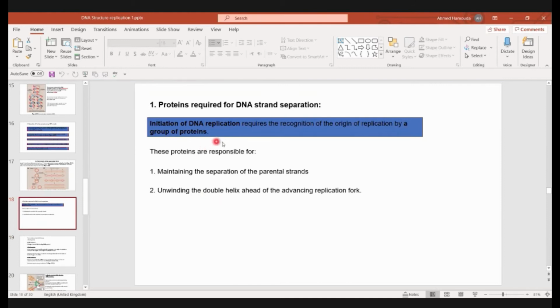So for the initiation of DNA replication, when it's open, there are some proteins involved in this opening. Why does it need proteins? Because if you open the DNA, it can close up again. So you need proteins to keep the strands open. And again, you need something that goes along and opens the DNA.